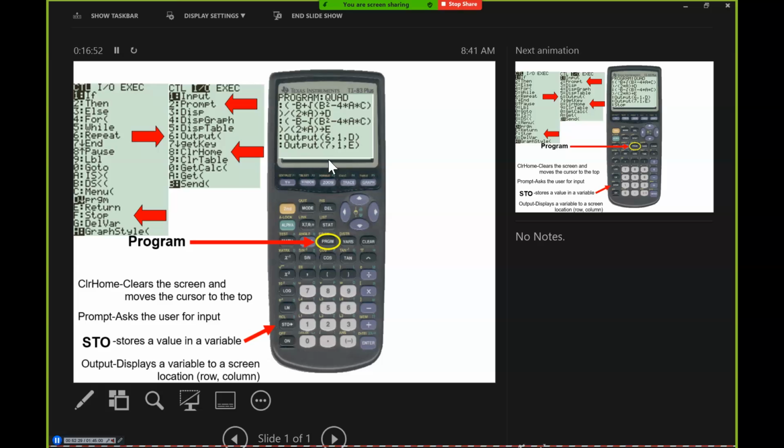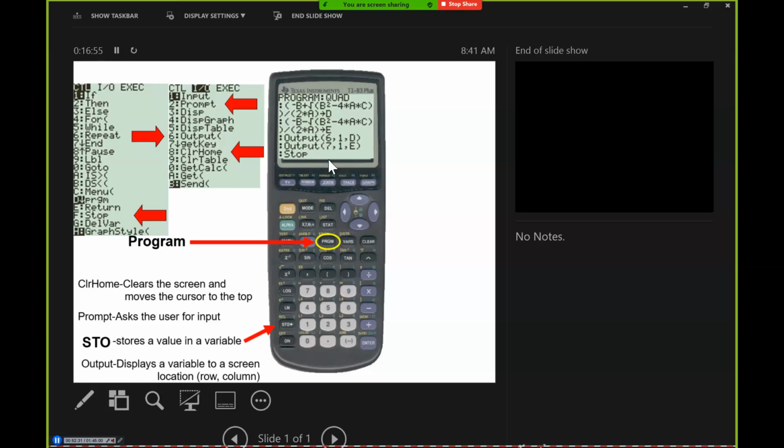Okay. And then the last thing we need to do is put the stop command. So to get the stop command, you'll press the program button. And then from the CTL menu, the first menu you're in, you'll scroll all the way down almost to the bottom, and you'll see the stop command.